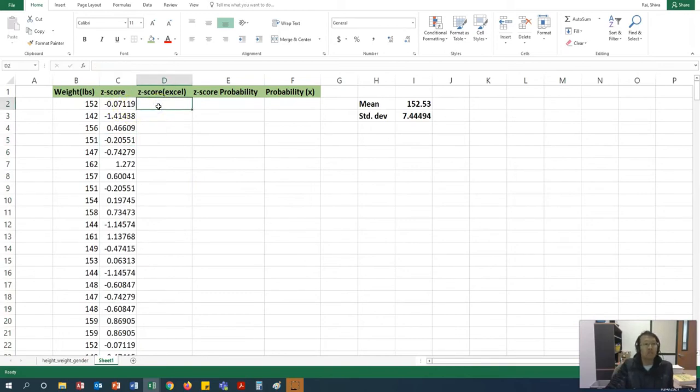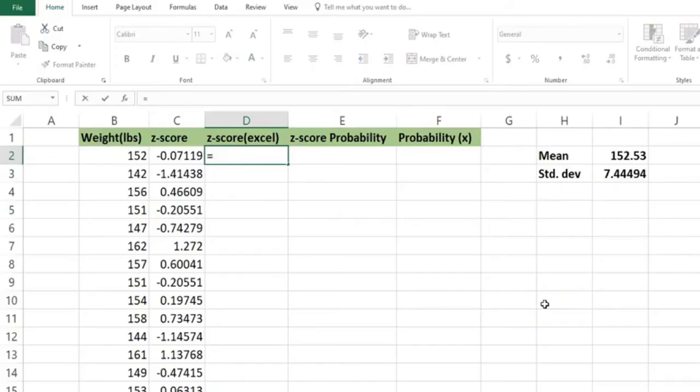Now if you don't want to use the traditional formula, then we have this one: equals STANDARDIZE. It's already populated over there, and once you start the parenthesis, you can see the x value, which is this one, the weight, and the mean is this one, and the standard deviation is this one. Fairly straightforward, right? It automatically calculates the z-score for you.